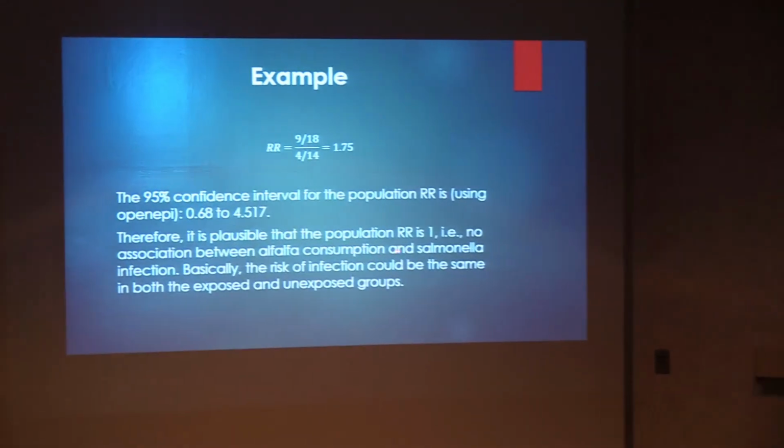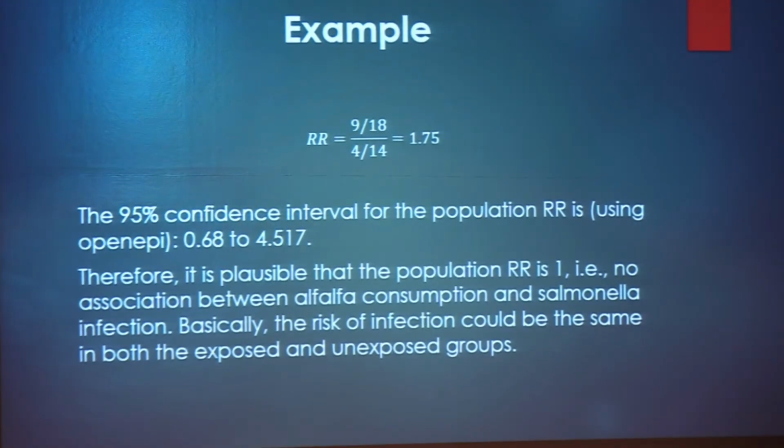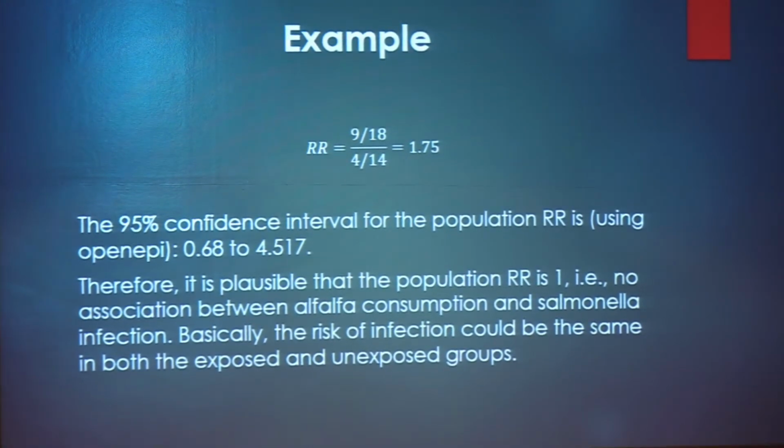What's going to happen? When I plug these numbers into my online calculator, I get the confidence interval of 0.68 up to 4.517. What's the issue? The issue is that it is plausible that the population risk ratio is equal to 1, okay, which tells me right away, well, I have 50-50 chances of getting infected by consuming alfalfa sprouts, meaning I'm not there yet to say, yeah, you need to start recalling alfalfa sprouts from this particular market, wherever that is.